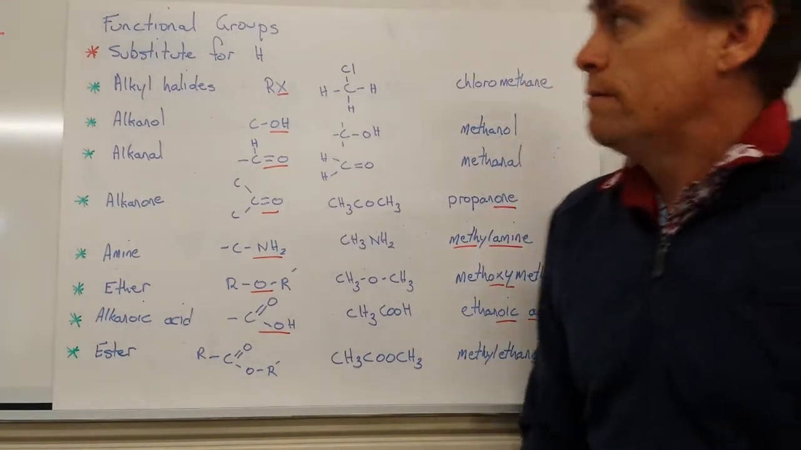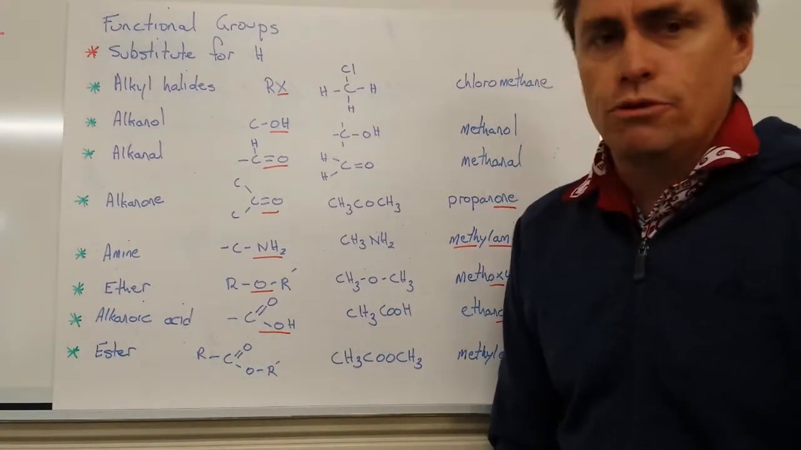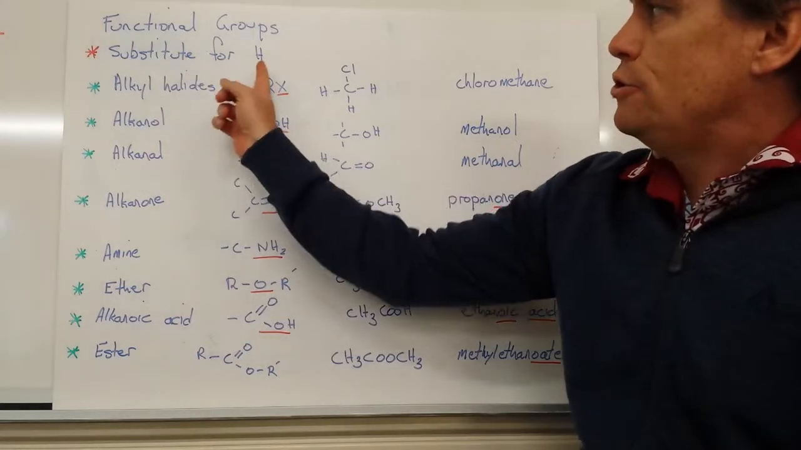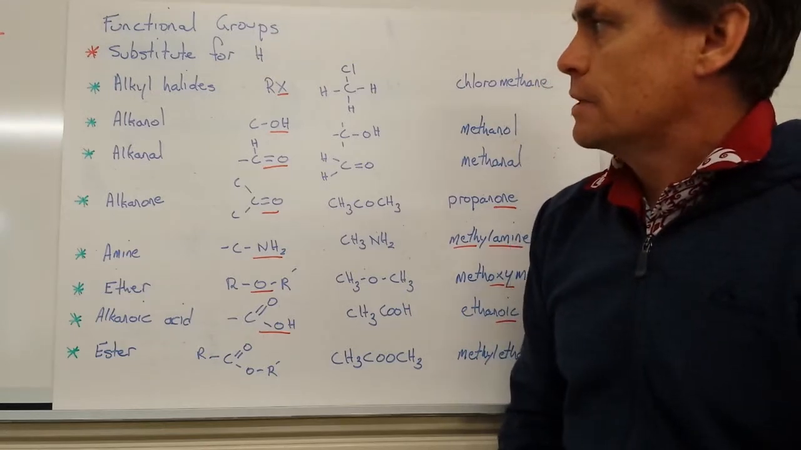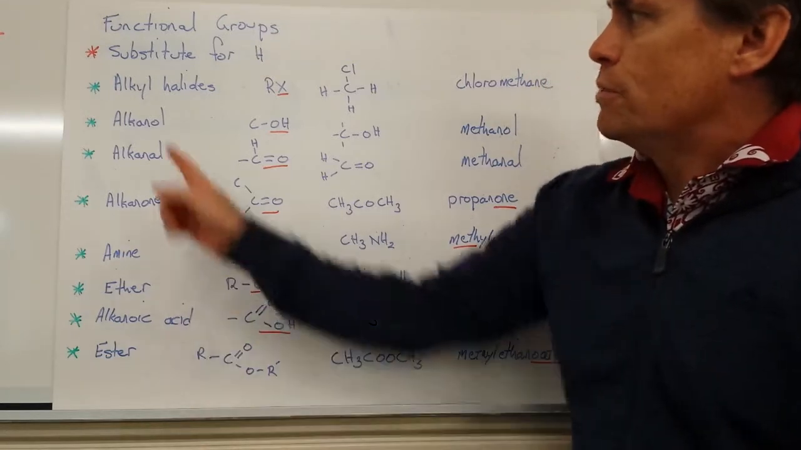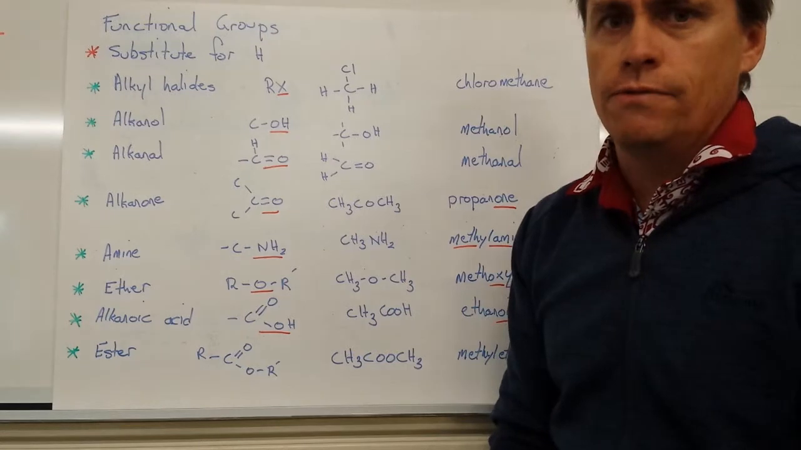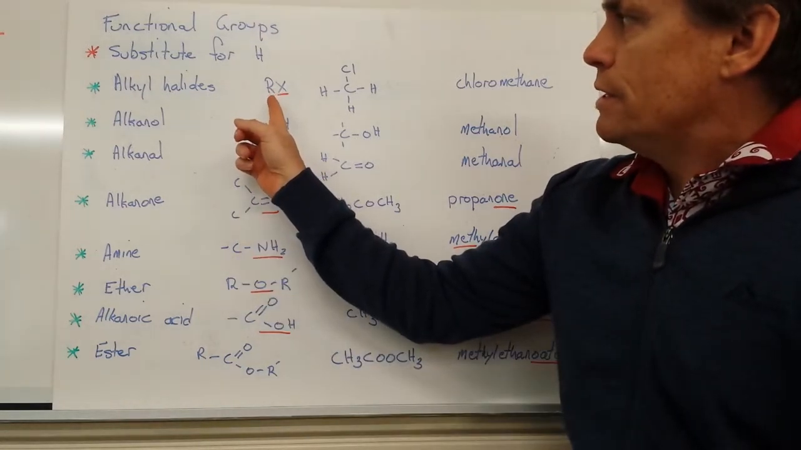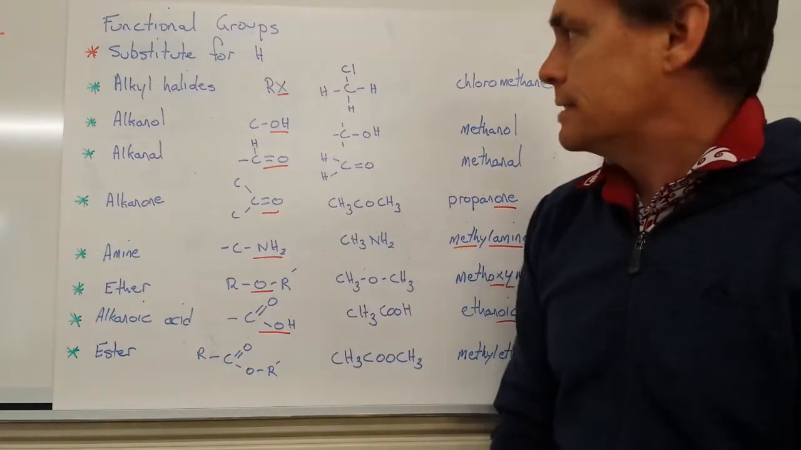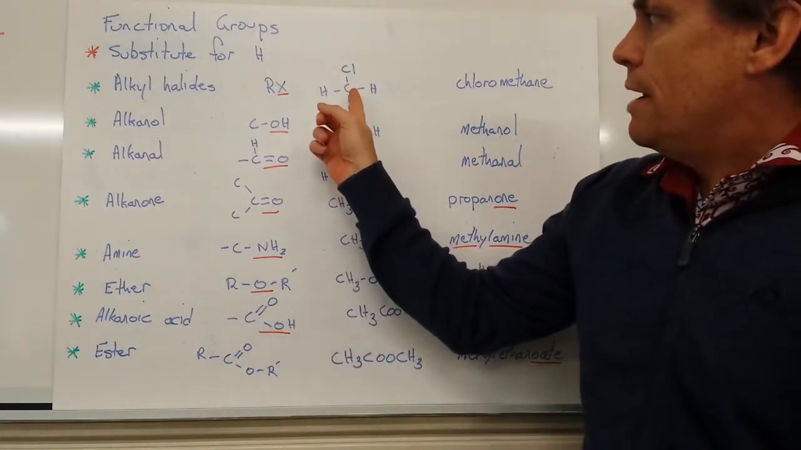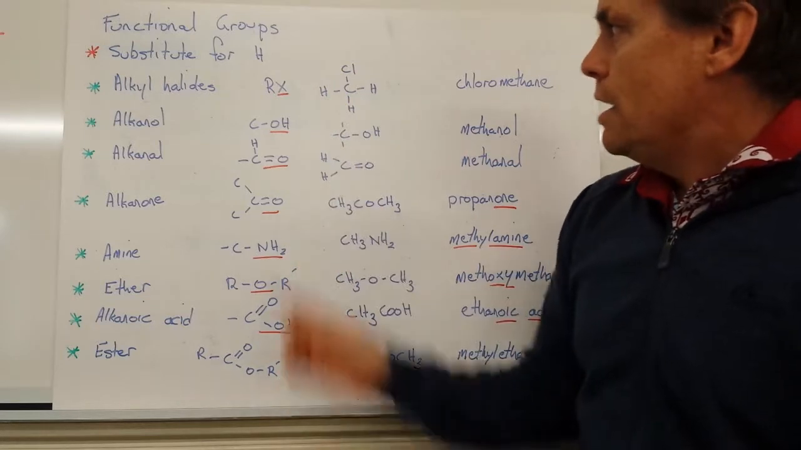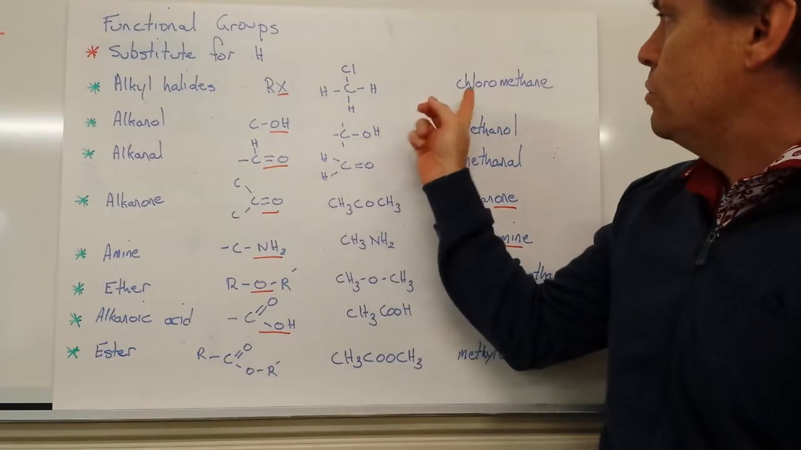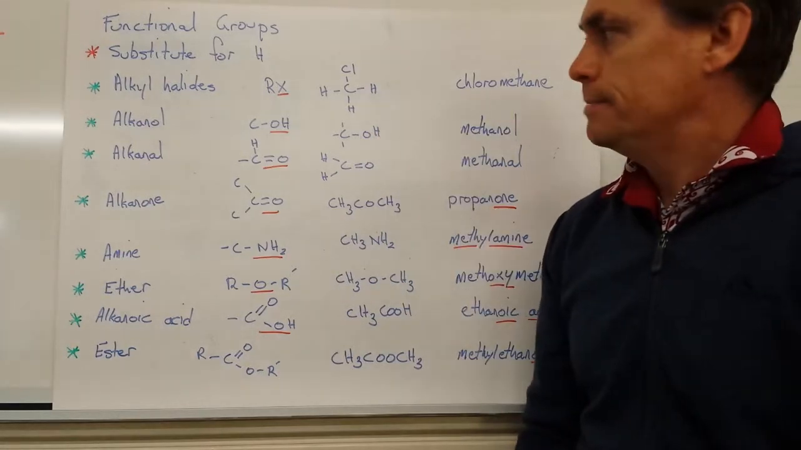Okay, let's have a look at functional groups. Functional groups are groups that bind to carbon chains and substitute for hydrogen atoms. So we have the first type of group, which is called an alkyl halide, often shortened to halides, and they're denoted by an R and an X. So an example would be if we had our methane molecule and we substitute one of the hydrogens for a chlorine. So this molecule we would call chloromethane.